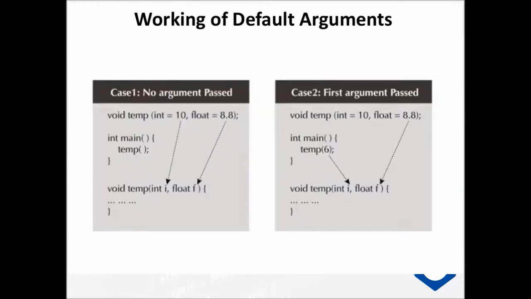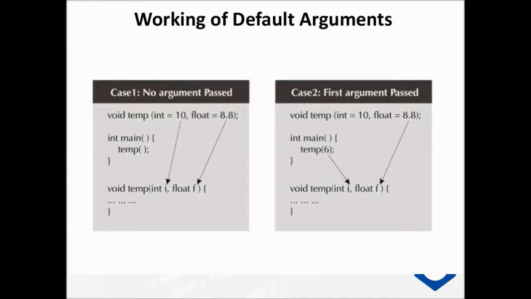So working with the default arguments, we have 4 different scenarios. In the first case, case 1, no argument is passed. We create a function temp, and into the arguments we write int i = 10, float f = 8.8. Here we use two parameters, int and float, and we pass them the default arguments 10 and 8.8.